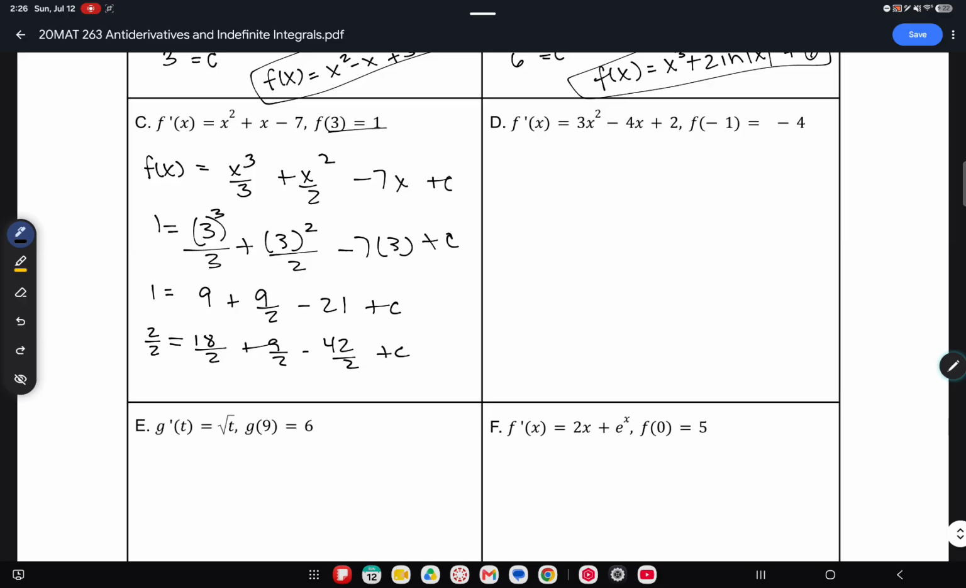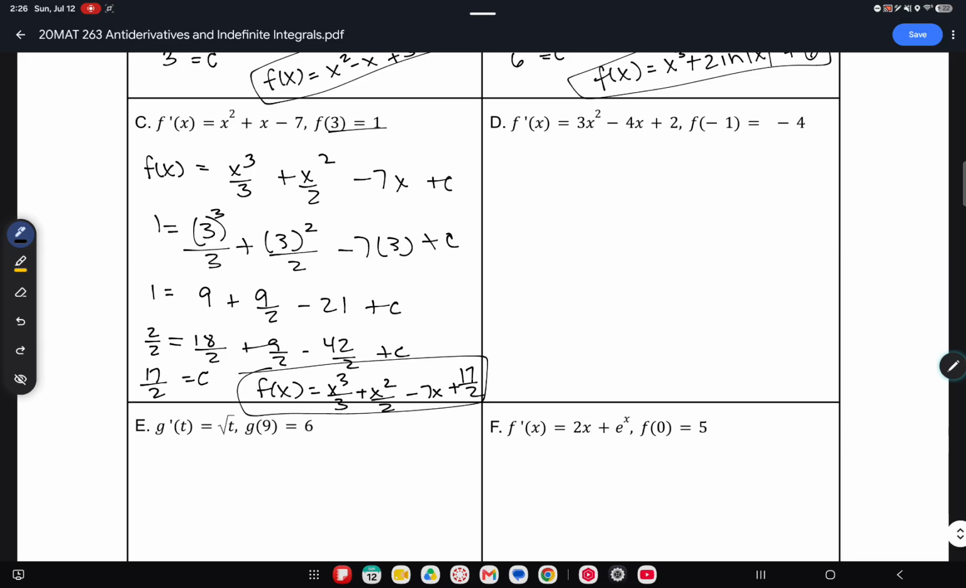And let's add these numbers. So 18 plus 9 minus 42 is going to be a negative 15. So I'll add that over, which will give me 17 over 2 is c. So our specific solution is x cubed over 3 plus x squared over 2 minus 7x plus 17 over 2.